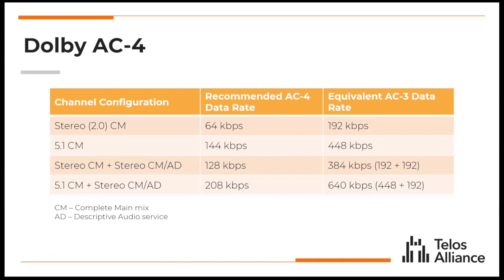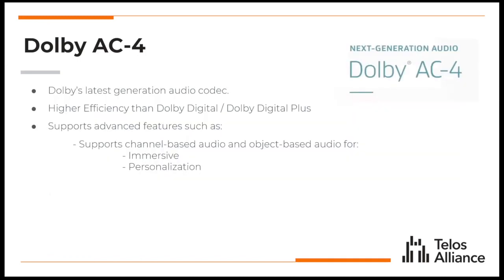And if we start looking at complete mains and associated dialogue services, descriptive services for, say, visually impaired description, that would be 128 or 208 for a 5.1 program with the stereo AD service compared to 640. So you can really see the efficiency gains for the same level of quality that AC4 gives you. It also supports channel-based audio and immersive audio, or object-based audio for immersive, but also for personalization.